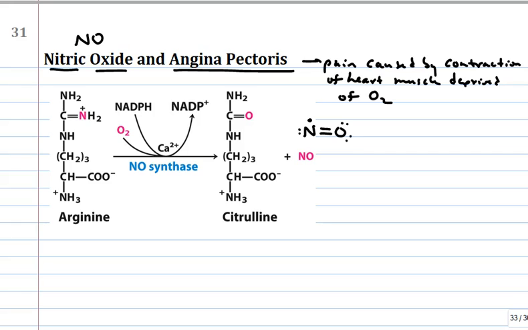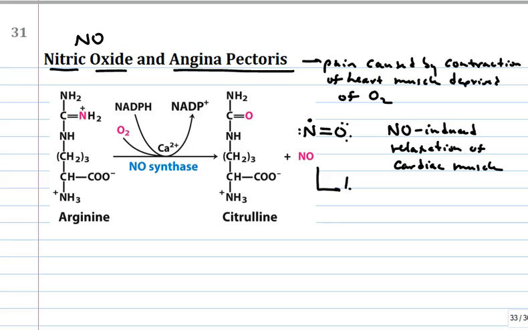What about the NO nitric oxide induced relaxation of cardiac muscle? So what we know about nitric oxide, let's talk about two things. Number one is that it is sufficiently nonpolar, and it can cross membranes quite easily. It's small, nonpolar. Hey, it can do simple diffusion.